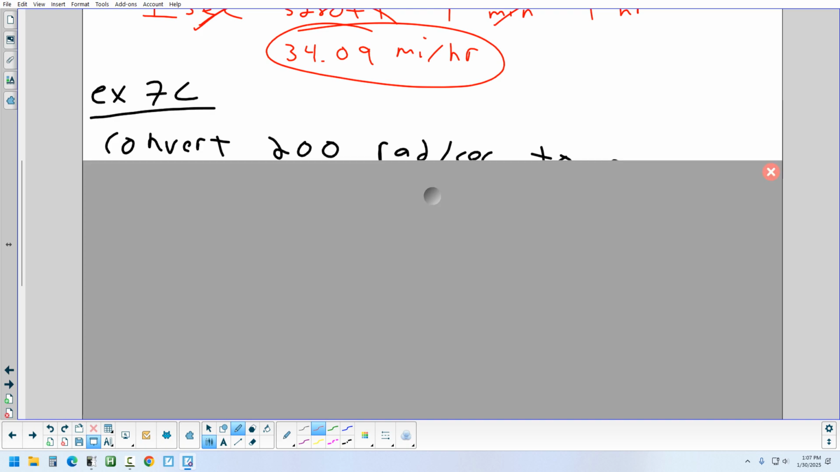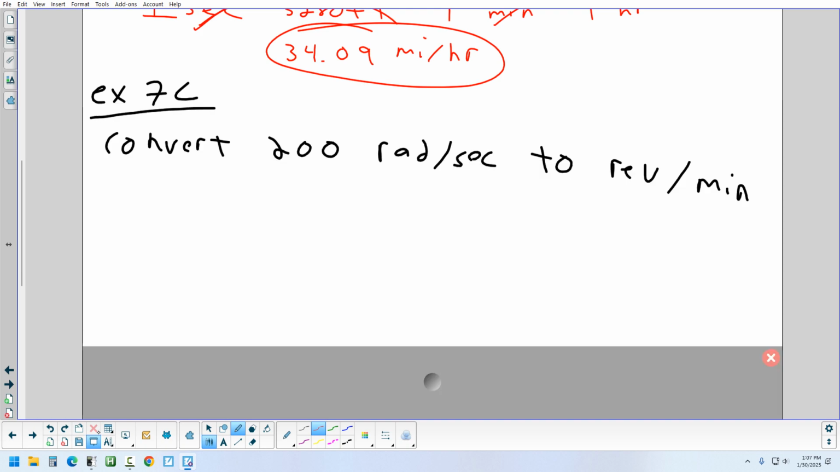All right. Let's try this one. So the last problem was a linear velocity, and we just changed it to different units that were linear. That is an angular velocity, and we're going to change it to a different angular unit. Can you go angular to linear? Yes. That'll be the last thing we do.